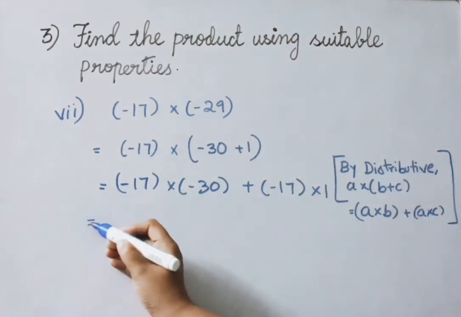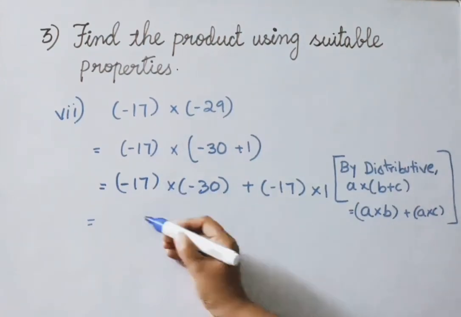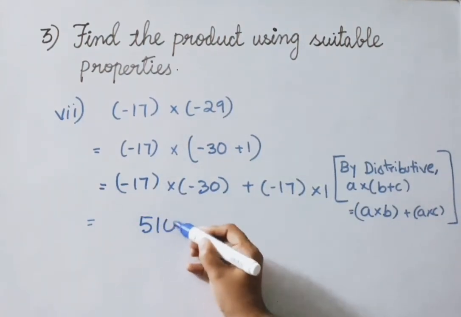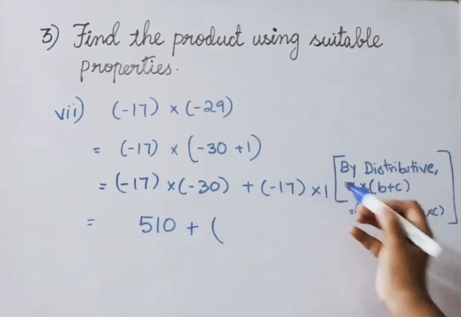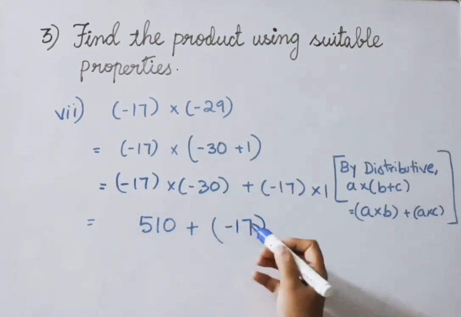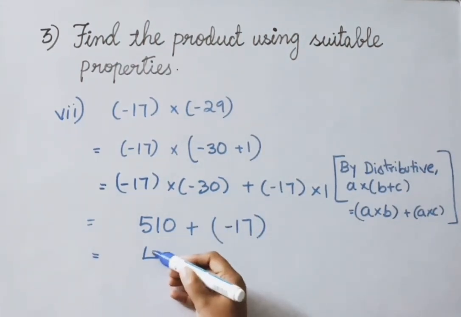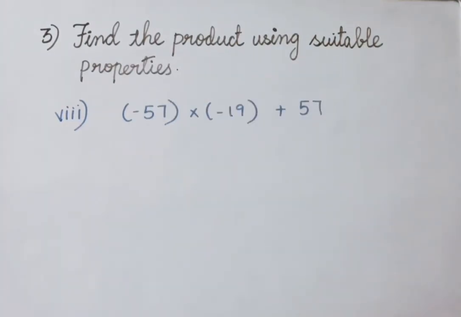Now solve this. Product of two negative integers is always a positive integer. 17 thirties are 510 plus minus 17 into 1, minus 17. 510 minus 17, how much is it? 493 is the answer.